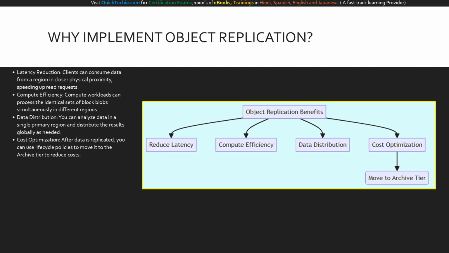This tree diagram breaks down the 4 core business drivers for implementing object replication. From the central node, we branch out to reducing latency for end users, compute efficiency for regional processing, and data distribution for sharing analytics. Let's focus on the rightmost branch, cost optimization. This branch specifically leads to moving data to the archive tier. By combining object replication with lifecycle policies, you essentially create a globally distributed, highly cost-effective storage architecture.